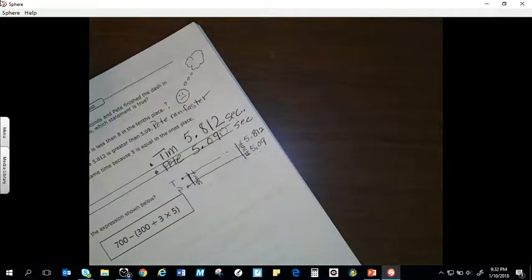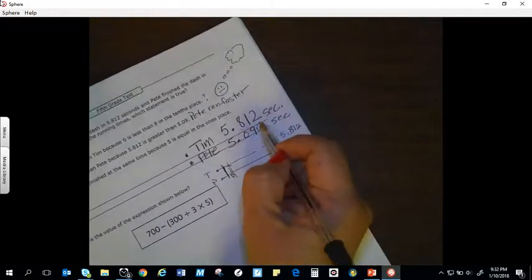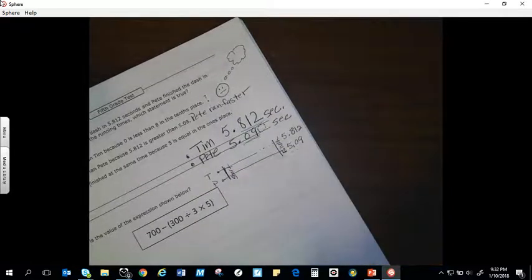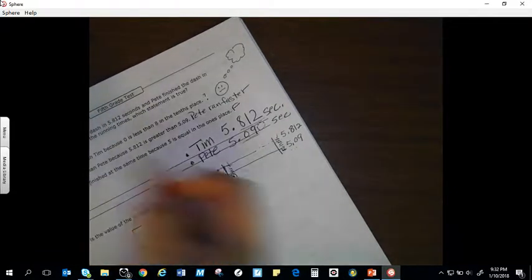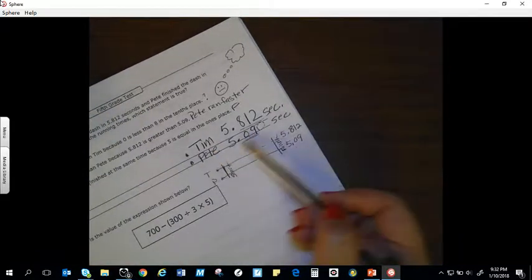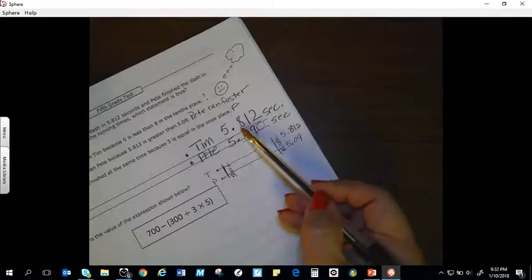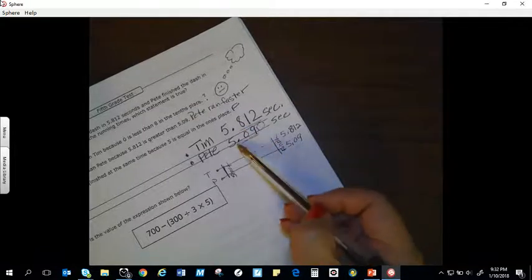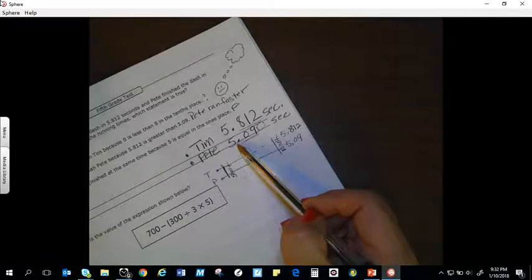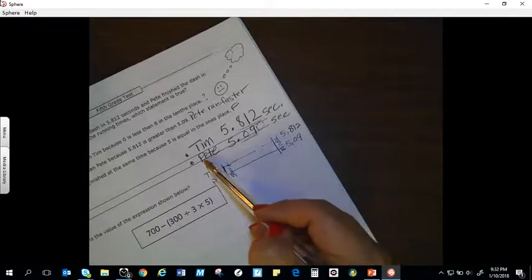Pete and Tim finished, or Tim and Pete finished at the same time because 5 is equal in the ones place. 5 may be equal in the ones place, but look at all this extra time you've got right here. So it's false. They did not. The answer is there, and the answer is that Pete ran faster than Tim because 0 is less than 8 in the tens place. So this makes this the smaller number, which makes Pete the winner.